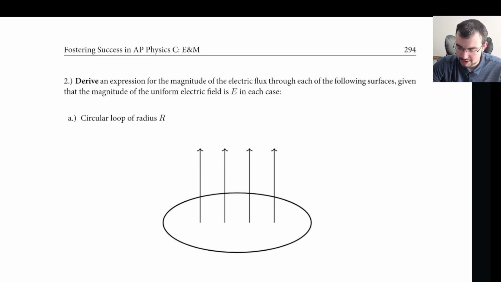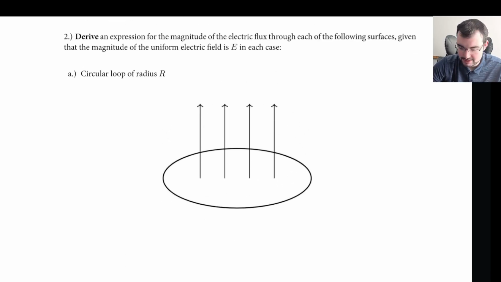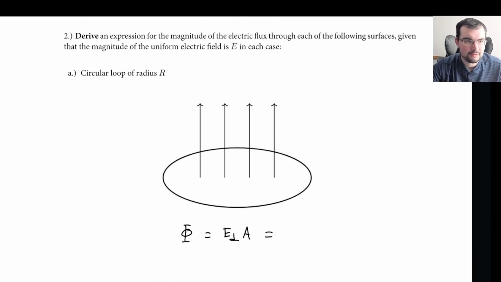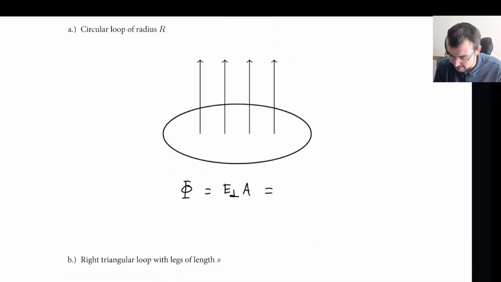So now we'll derive an expression for some flux values. We're given various diagrams, and we're given that in each case, the field strength is E. So first up, we've got a pretty basic case. We just have a circular loop of radius r. So we know that our flux is just going to be equal to the perpendicular component of the E field times the area. And if we look at this surface, the entire E field is piercing the area. I can use the full E. And the area, it's just a circular loop, so pi r squared.